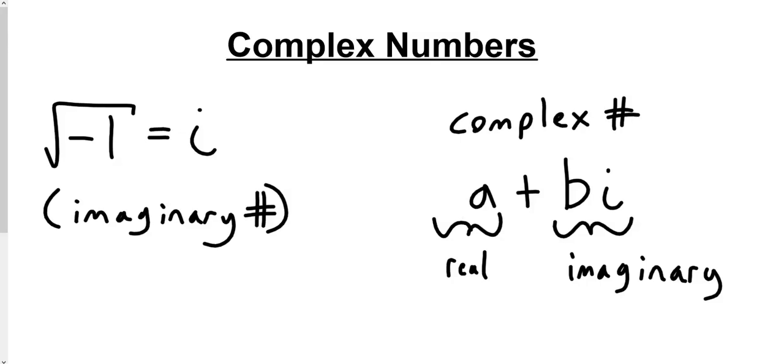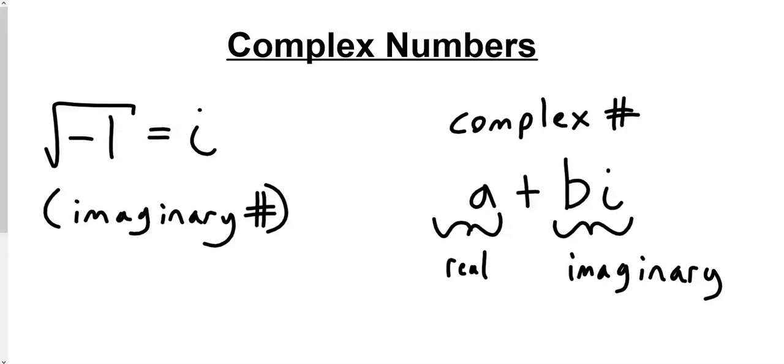So this is all coming from 5.6. This is all about complex numbers. Remember how I said we could not take the square root of negative numbers? Well, now we're going to be able to start to do that. This is what we call complex numbers.